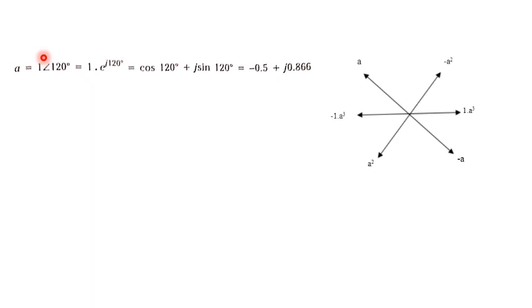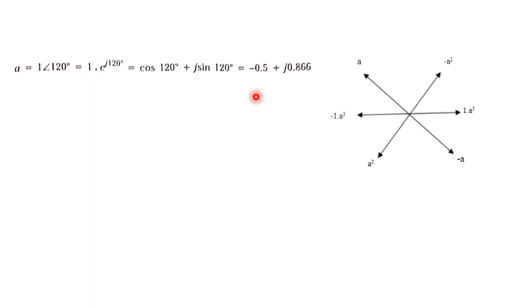This is a complex number of magnitude 1 with an angle of 120 degrees, defined by this expression: A is equal to the magnitude of 1 at an angle of 120 degrees. That is nothing but 1 e to the power of j120. Substituting the real and imaginary terms, we get cos 120 plus j sin 120. Resulting in minus 0.5 plus j 0.866.